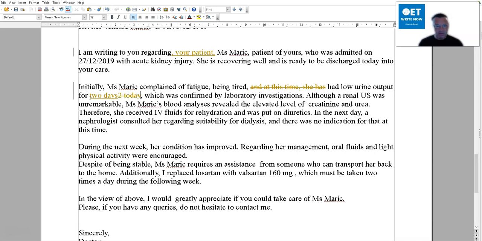Now, what was confirmed by laboratory investigation? So you did some lab tests that told you that she was tired, and her urine output was low. Well, you don't need lab investigations to tell you that, really. So that doesn't make sense, does it? So get rid of that.